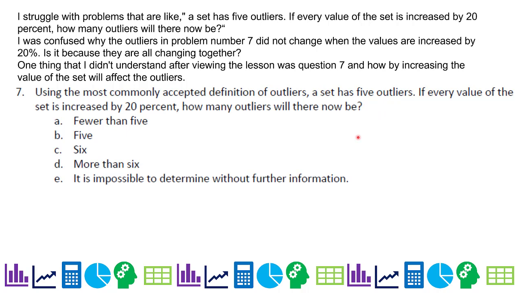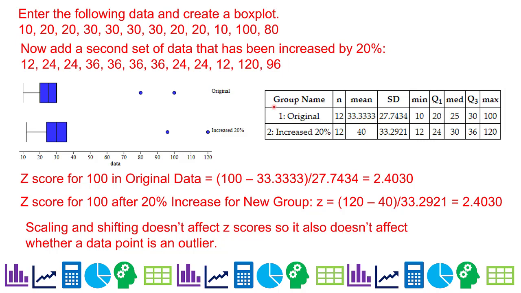So basically, here's what I did. I made up some data. Here's the first set of data, and I created a box plot. Then I said, okay, let's increase all the data by 20%. So 1.2 times 10 is 12. 1.2 times 20 is 24. 1.2 times 80 is 96, right? And then I put all that data in. And here's my original box plot. And here's my modified box plot. You can see I have 2 outliers.